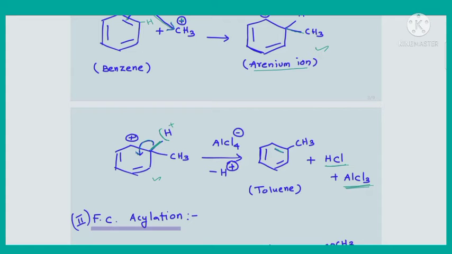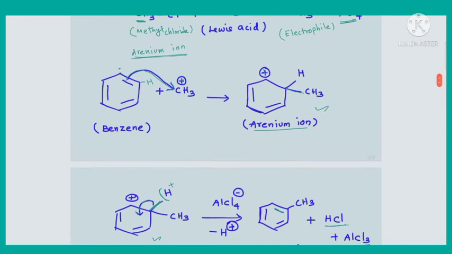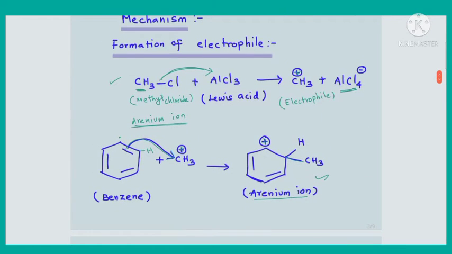Okay. And now you are getting a product which is benzene carrying a methyl group, which is nothing but alkyl benzene, what we call toluene. Okay, right. So this is the mechanism of Friedel-Crafts alkylation reaction. Okay, I think you are able to follow the reaction. First step, electrophile formation.